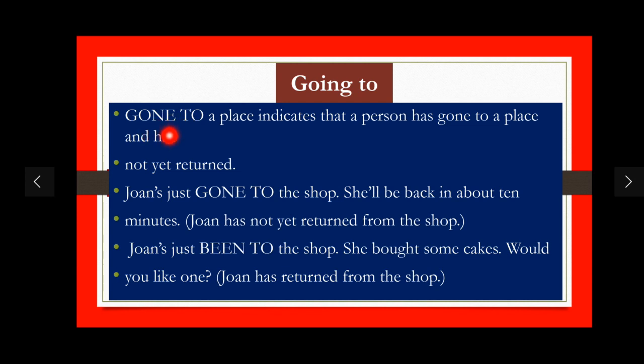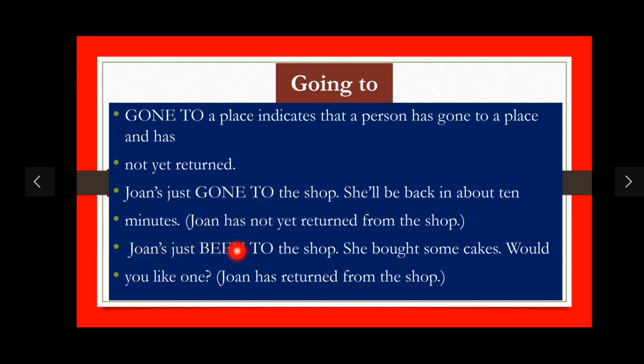Gone to. Gone to a place indicates that a person has gone to a place and has not yet returned. Now, "John's just gone to the shop. She'll be back in about 10 minutes." John has not yet returned from the shop. So, gone to indicates that a person is still there.